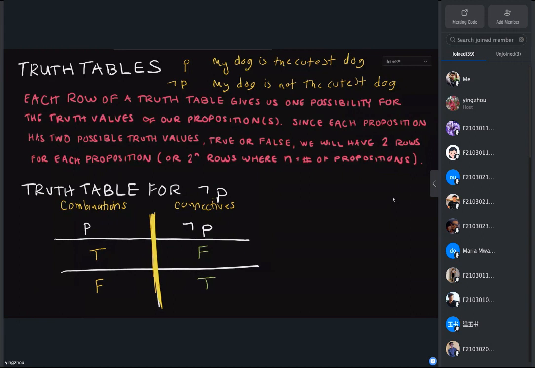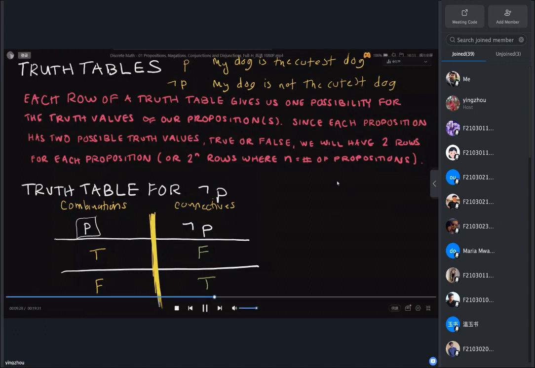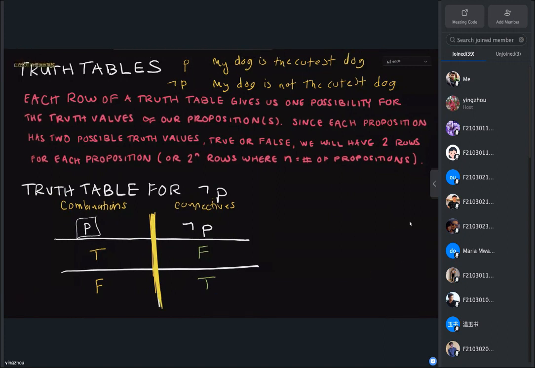Before I continue on to our next proposition, I just want to remind you that in this case, I only gave you one proposition. We're going to have several. In fact, our very next example is a connective that requires us to use two propositions. If I have two propositions, I'm going to have 2 to the n rows, which is 2 squared, or four rows. And really, this is all about how many combinations there are.